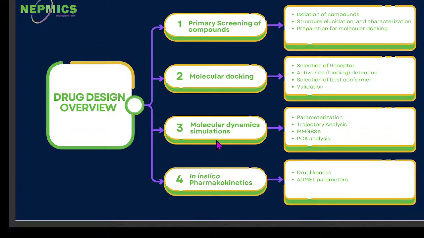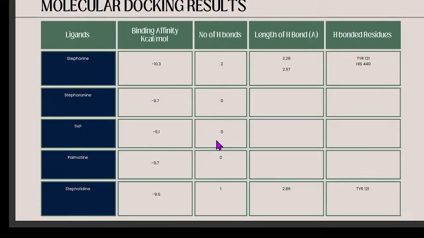And then later we also performed in silico pharmacokinetics, the drug likeness, as well as ADMET parameters. Various other ADMET parameters were analyzed. So that is the workflow of our research work. And then let's move on to the result section now.